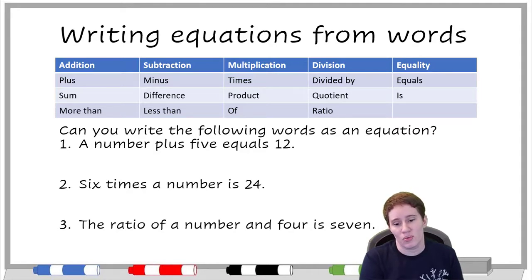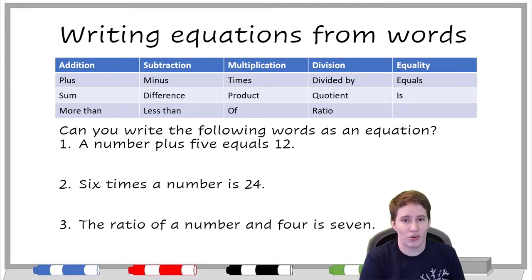So we're being asked here, can you write the following words as an equation? It doesn't ask us to solve the equation, it doesn't ask us to say what the number is, it just says, can you put this in an equation instead of it being in words. So a number plus 5 equals 12. Well, we've got plus, which we know means addition. We've got equals, which we know means an equal sign. 5 and 12 are numbers. So really it's just, what do we put for a number?